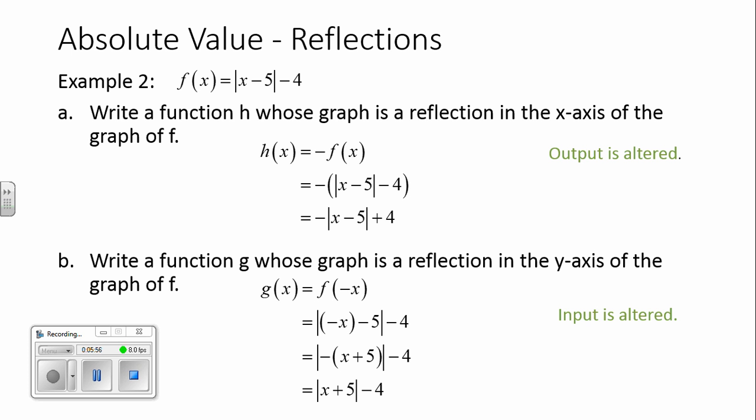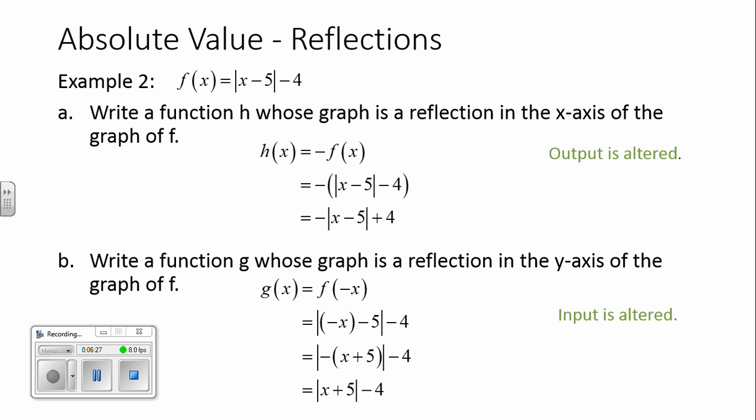Part B, write a function g whose graph is a reflection in the y-axis of the graph of f. So I want to be flipping it over the y-axis. So instead of having some point where I go over to the right and down, I'm going to go to the left and down. So the x value is really needing to be reversed. So replacing x with negative x is going to flip it over the y-axis. So here I have g of x is f of negative x. So again, now I'm altering the input instead of the output.